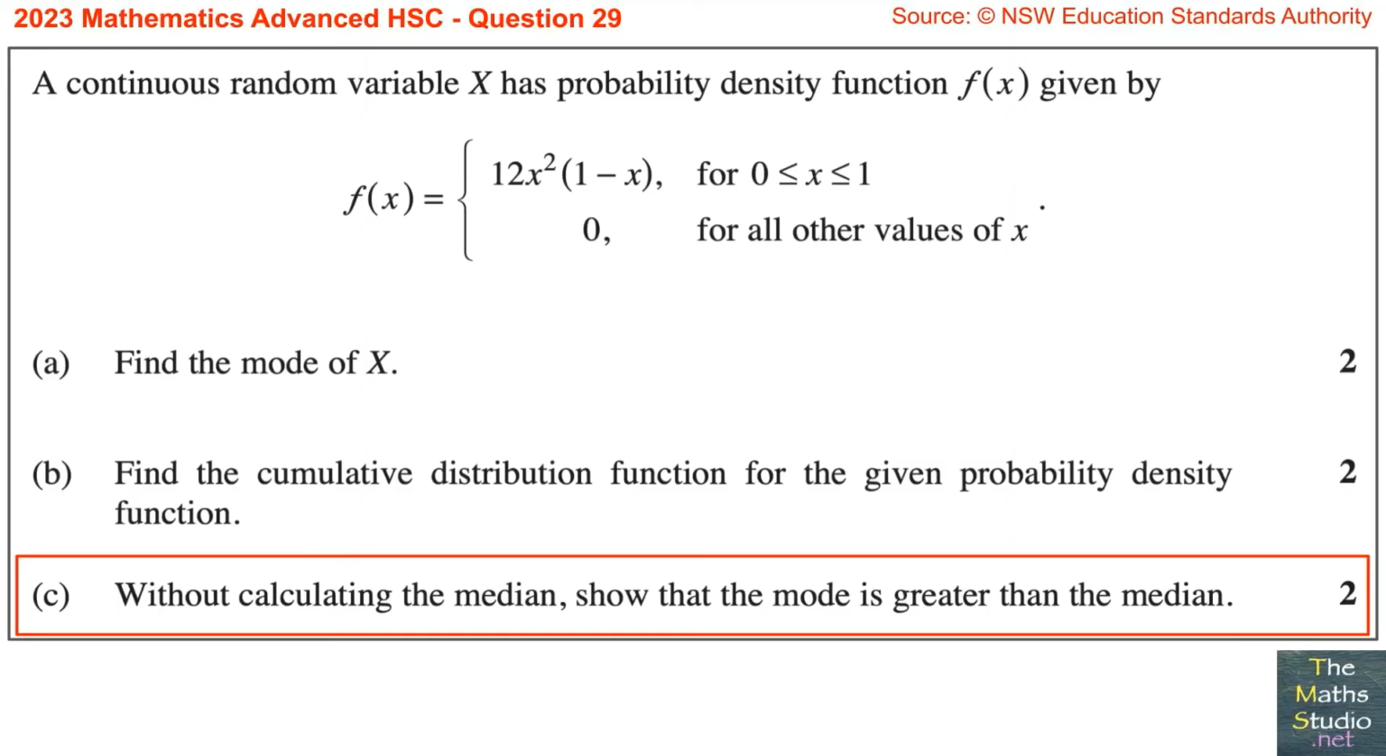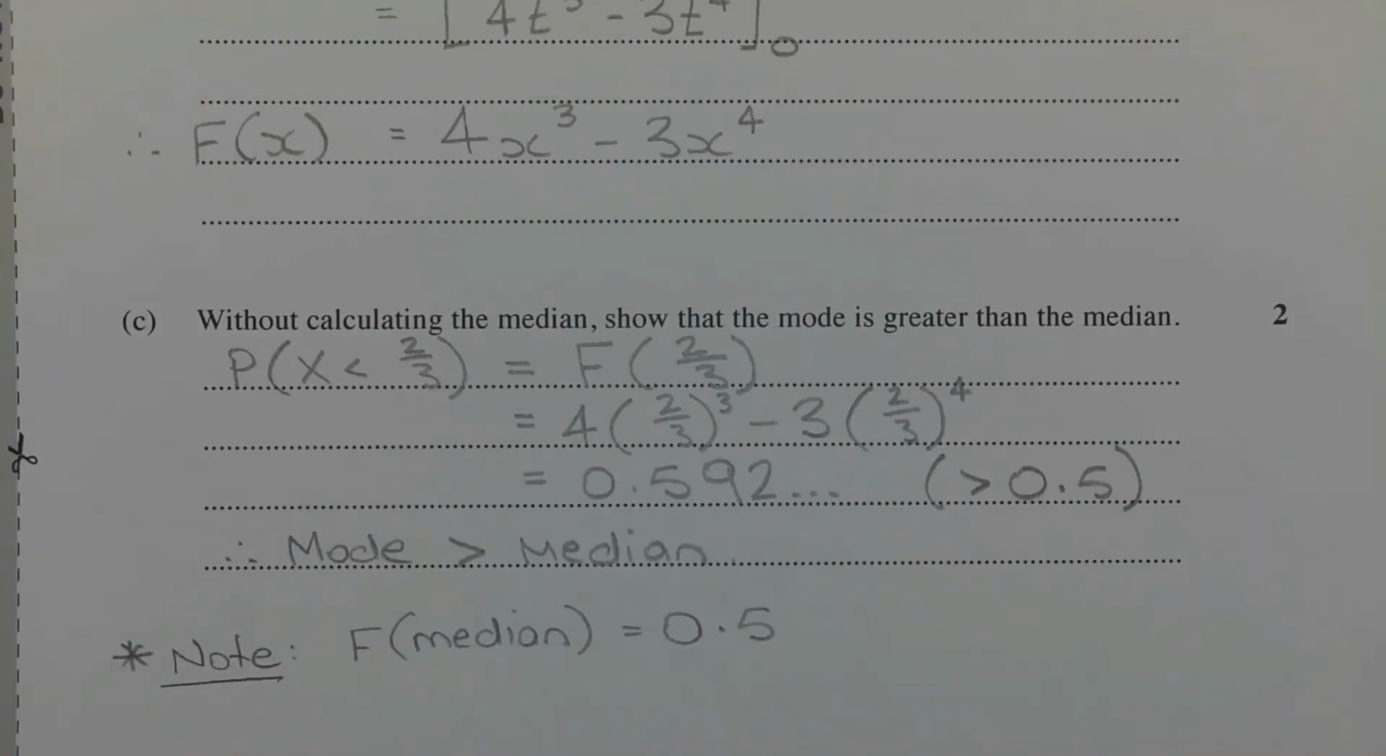Part C. Without calculating the median, show that the mode is greater than the median. The median is the score that divides a probability density function in half. In this case, the integral from 0 to the median, whatever that is, of f of x is equal to 0.5. Now we don't need to calculate the median to show that the mode is greater than the median. What we do need to show is that the integral from 0 to the mode, in other words from 0 to 2 over 3 of f of x, gives us a value that's greater than 0.5.